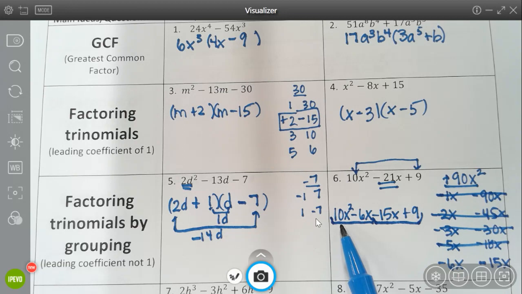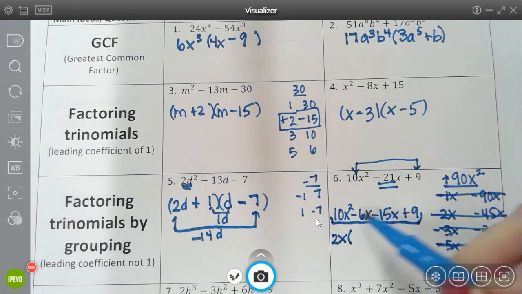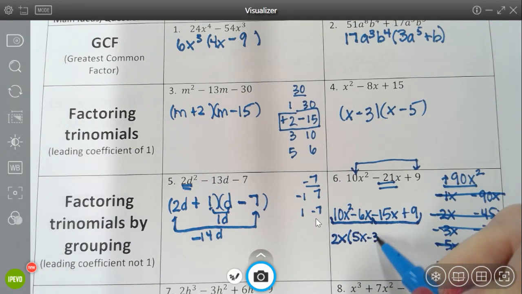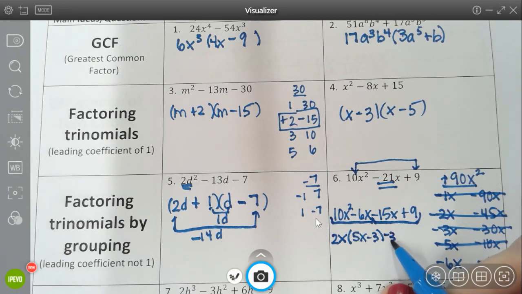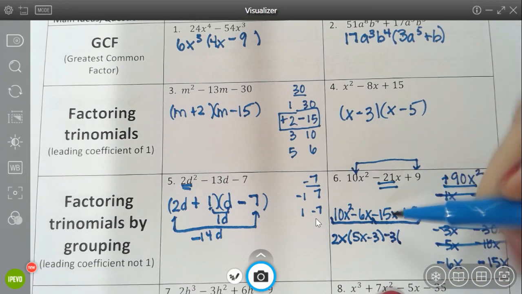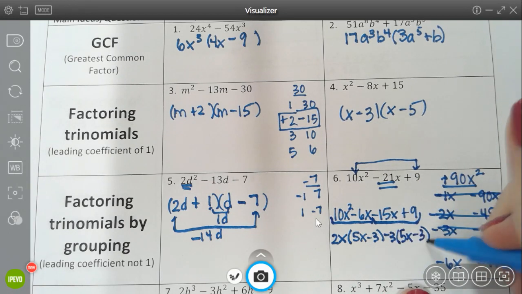So between 10x squared and 6x, the largest common factor would be a positive 2x. And if I divide them out, I'm going to get 5x minus 3. And then in the second half of the problem, when I have negative 15x and positive 9, if your first term is negative, you're going to factor out a negative GCF. So I'm going to factor out a negative, and between these two terms, the largest value that would divide into them would be 3. So I'm going to factor out a negative 3. If I divide this by negative 3, I get positive 5x. If I divide that by negative 3, I get negative 3.